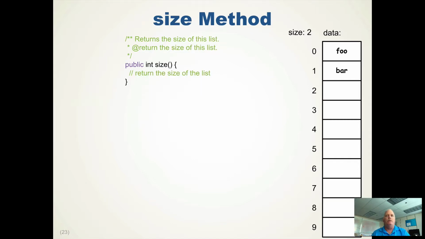Returning the size, like I said earlier, we keep track of the size in order to make this a quick operation. Otherwise, we'd have to count the items. So since we're not going to count the items, we're going to just return the size, and the big O of 1.